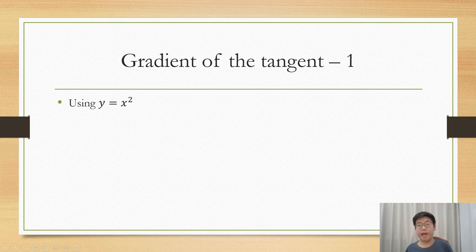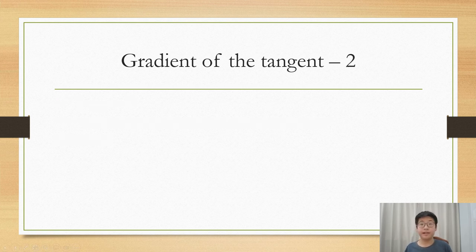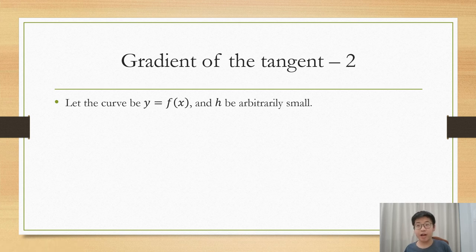Let's use y equals x squared. But the problem is, how are we going to estimate or calculate the gradient at x equals 2? It's very difficult, especially when you only have algebra. Let's talk about this. So let the curve be y equals f of x and h be arbitrarily small. It doesn't matter which curve f of x is. So the gradient just turns out to be a limit.